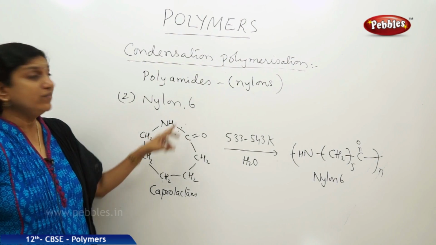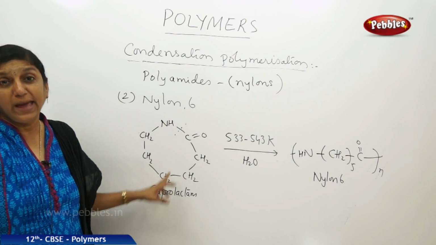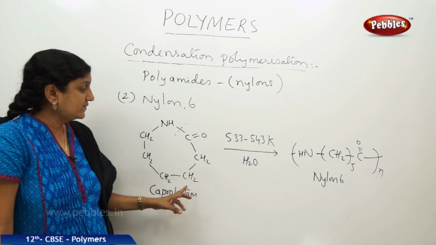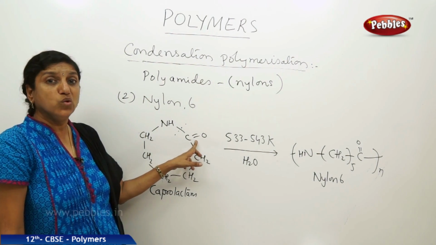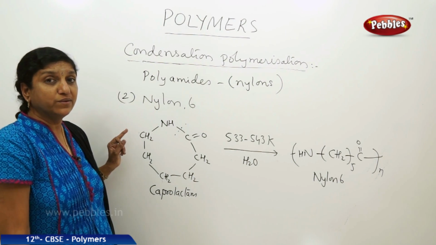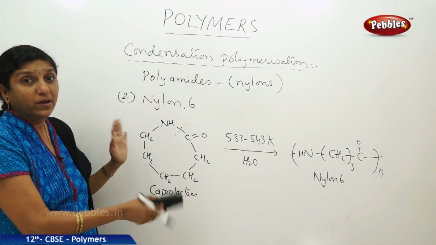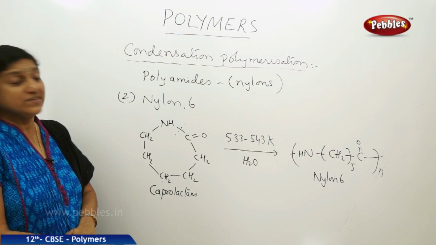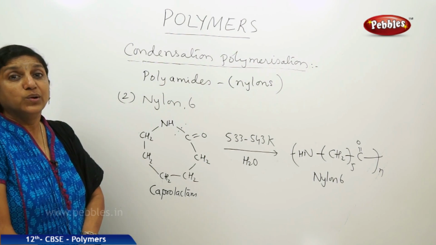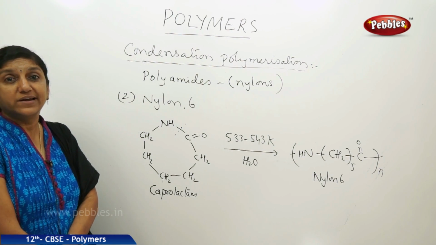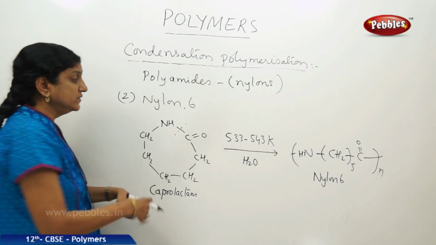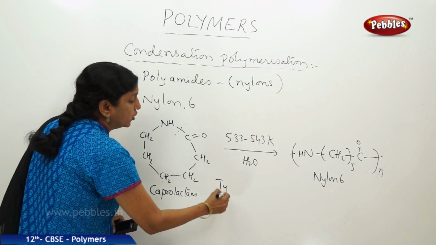Because it is a self-condensation reaction of caprolactam, which has 6 carbons. See, there are 5 CH2 groups and a CO group, so there are 6 carbons in the ring. The ring breaks up and it undergoes self-condensation, giving rise to the condensation polymer product, which is called nylon 6. Now this is used in making tire cords.